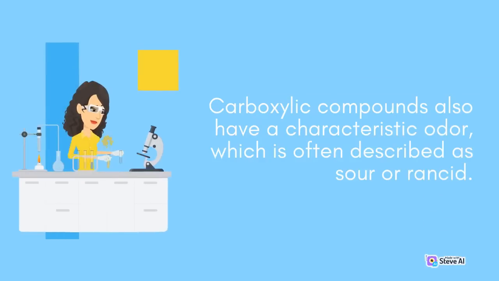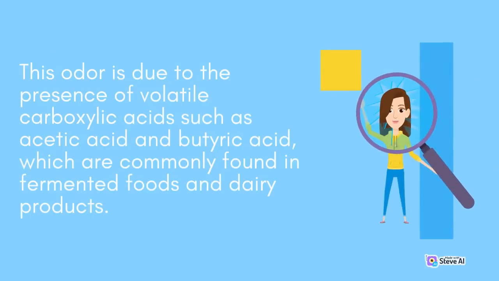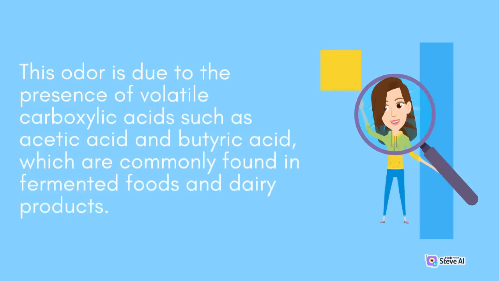Carboxylic compounds also have a characteristic odor, which is often described as sour or rancid. This odor is due to the presence of volatile carboxylic acids such as acetic acid and butyric acid, which are commonly found in fermented foods and dairy products.